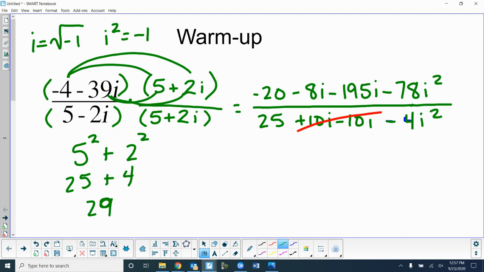Okay, so remember the i squared equals -1, so this is like -78 times -1. So that makes it +78. And -4i squared, that's -4 times -1, makes it +4. So that's why that's always positive. There's your 25 plus 4 for your 29 in the denominator.